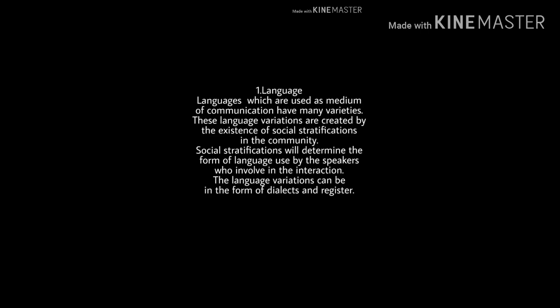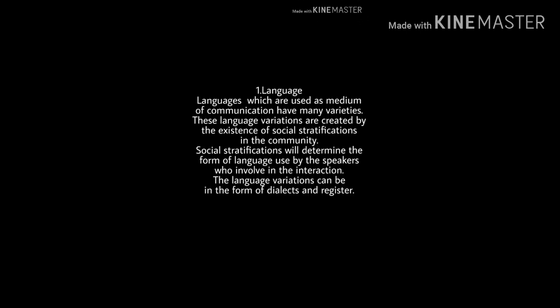Next are the three points: language, dialect, and register. The first point is about language. Languages which are used as a medium of communication have many varieties. These language variations are created by the existence of social stratifications in the community. Social stratifications determine the form of language used by the speakers involved in interaction. The language variations can be in the form of dialects and register.